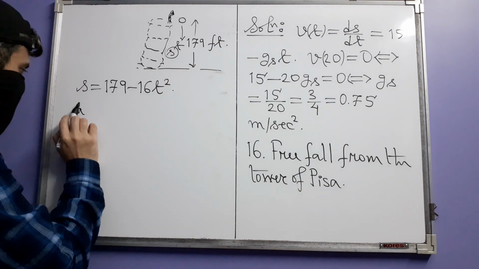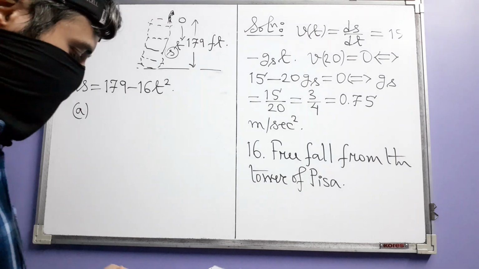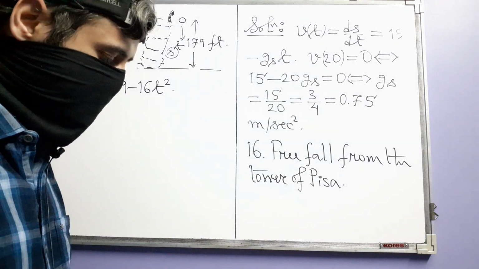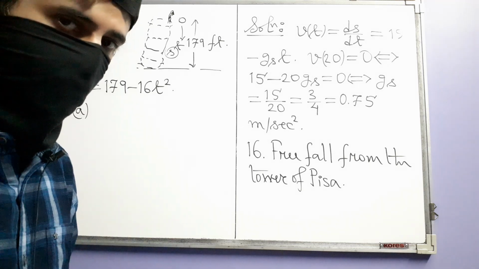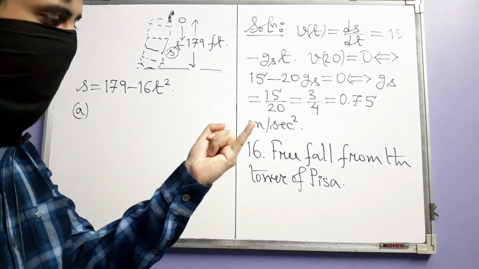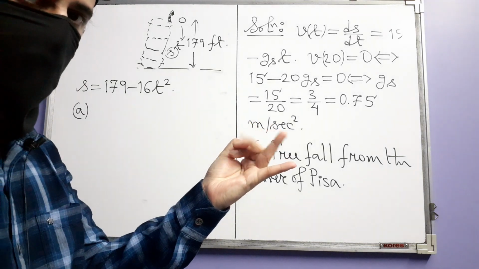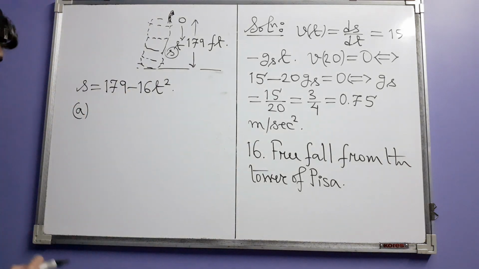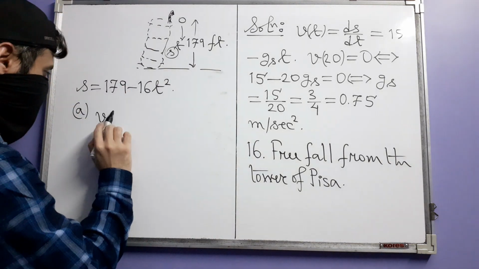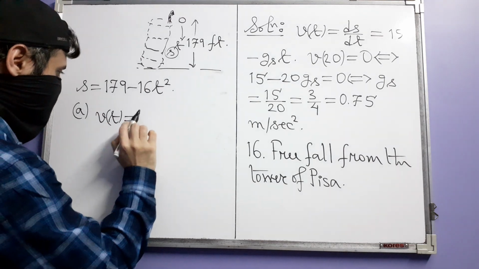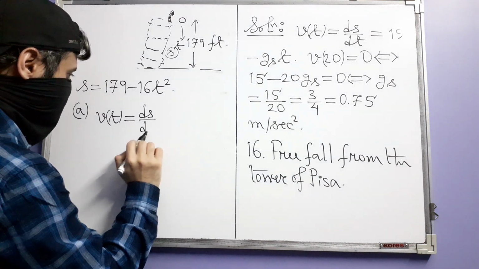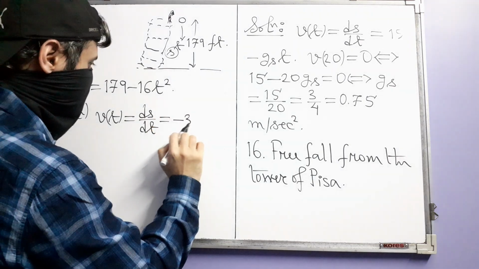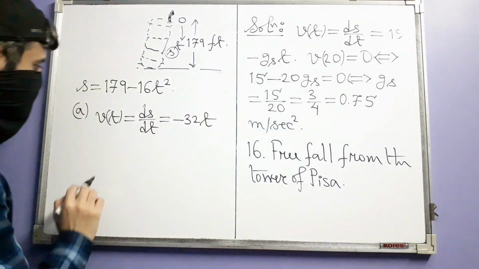Part A. What would have been the ball's velocity, speed and acceleration at time t? Okay, three things: velocity, speed and acceleration at time t. That is part A. So let's calculate. Velocity is ds/dt, so that is minus 32t.